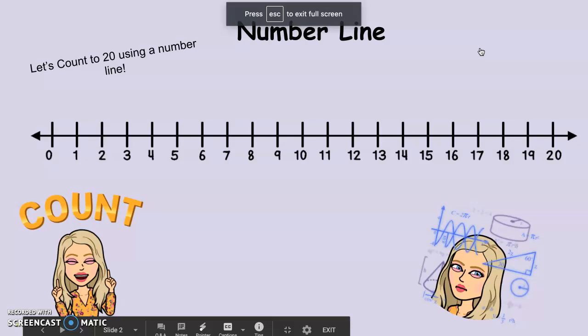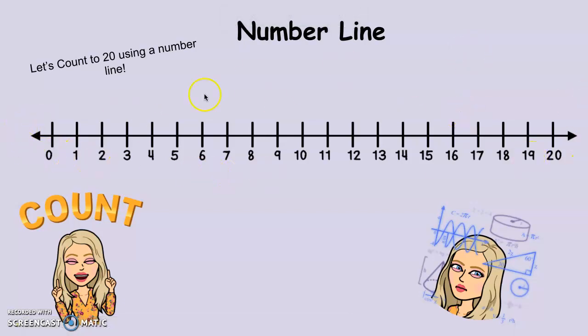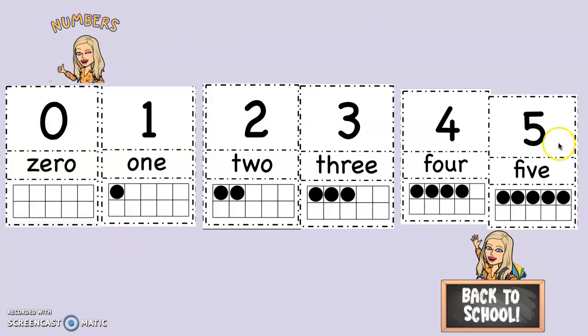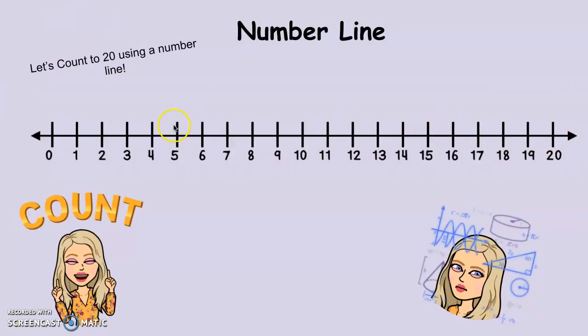Okay, so before we start, let's practice counting to 20. We're going to use a number line. If you watched the calendar video, we talked about the number of the day, and we talked about how we use a number line. Today we're going to use our number line to practice counting all the way to 20, and then we're going to count backwards. We're going to start right here at 0, and remember 0 means nothing. Very good. So let's count together.